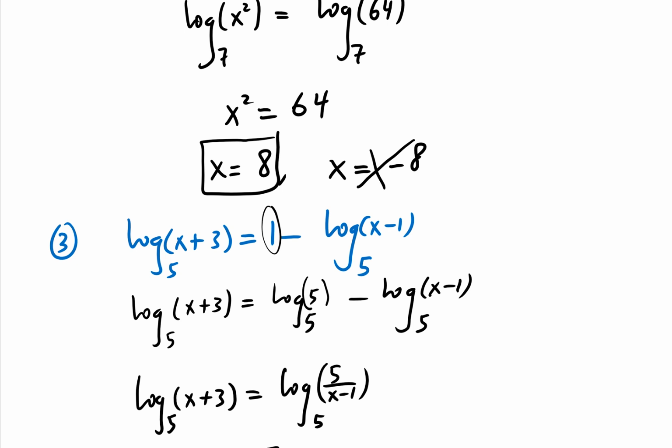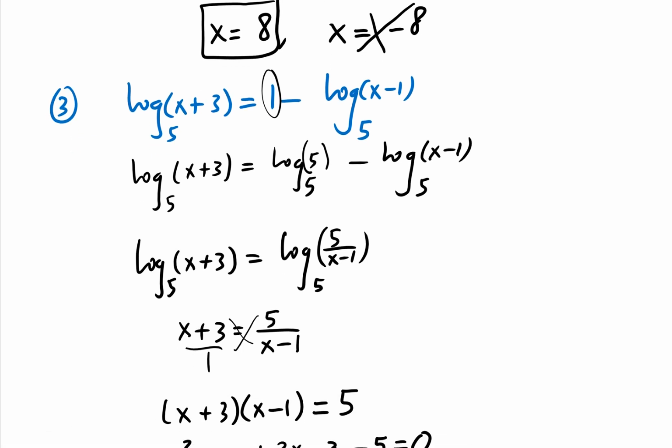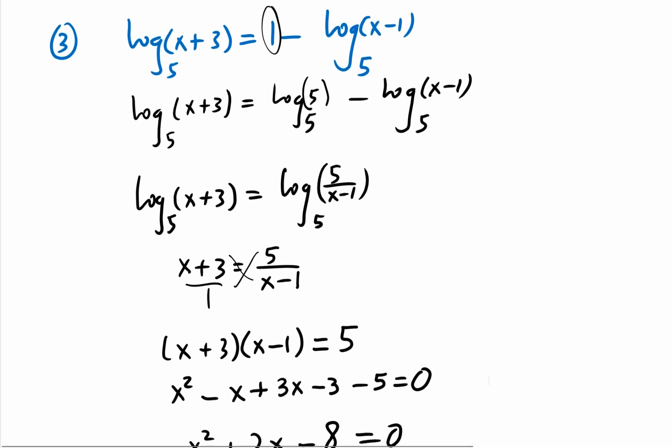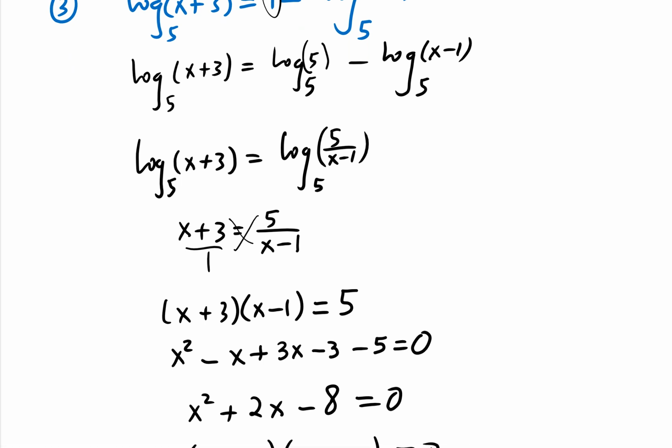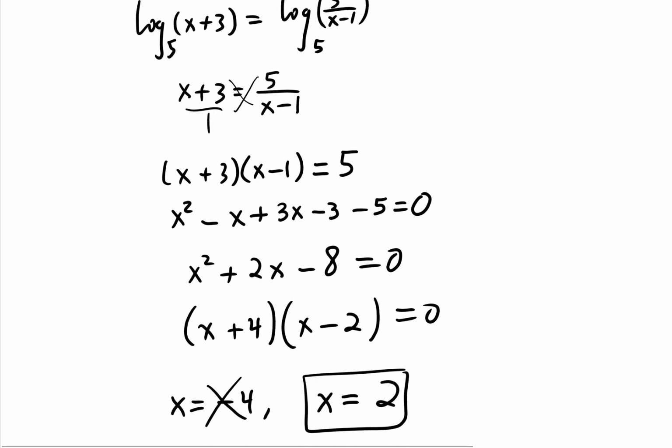So we can set x plus 3 equals 5 over x minus 1. And then we can do cross multiplication. Multiply x plus 3 times x minus 1 equals 5. So we distribute everything, subtract 5, group like terms. Now we factor this: x plus 4, x minus 2. So that gives me x equals negative 4 or x equals 2. If you go back to the main equation, we can't substitute negative 4 in because that will give me a negative value. So only x equals 2 works.